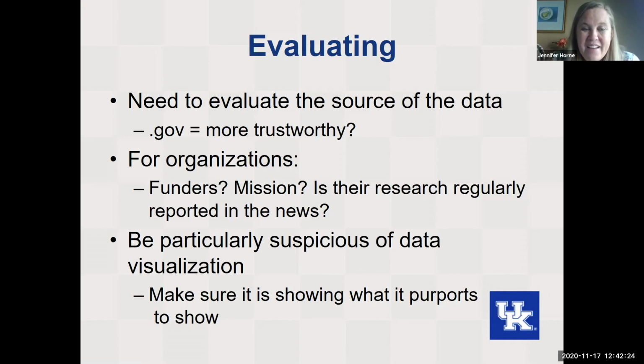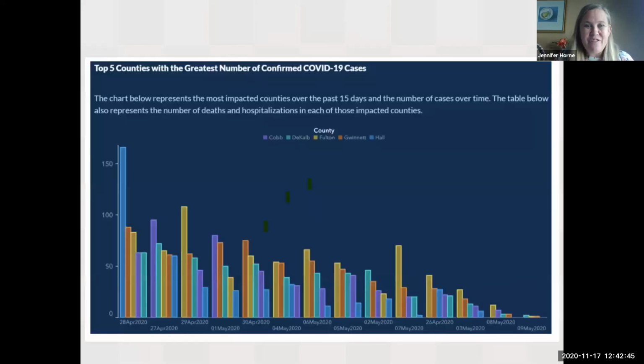And finally, I just want to say, be particularly suspicious of data visualization. I think we all kind of know that with tables and maps and charts, make sure it's showing what it purports to show. I have two examples here that I think are pretty interesting. This first one is a table that was put out by the state of Georgia earlier in the spring about the number of COVID-19 cases. If you were just to look at this, you'd be like, wow, cases are going down, way to go, Georgia. Look at this, it's great.